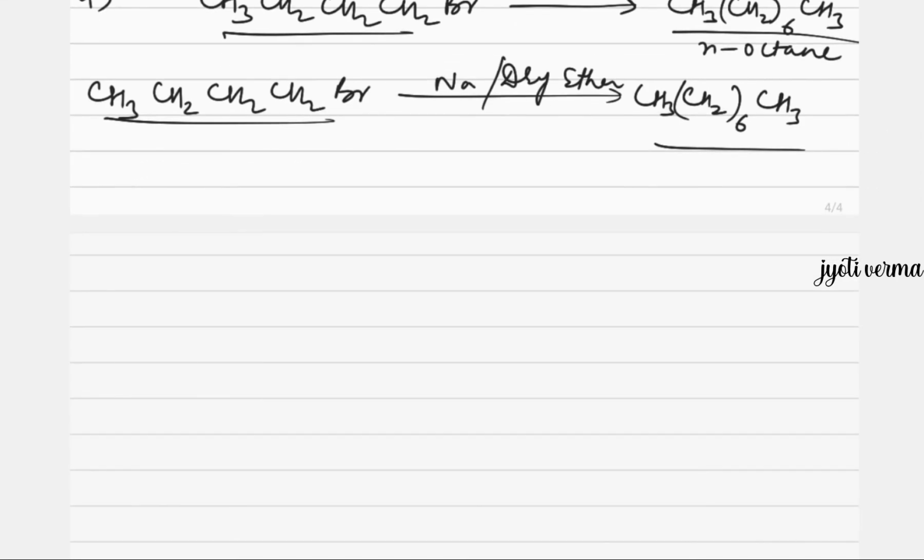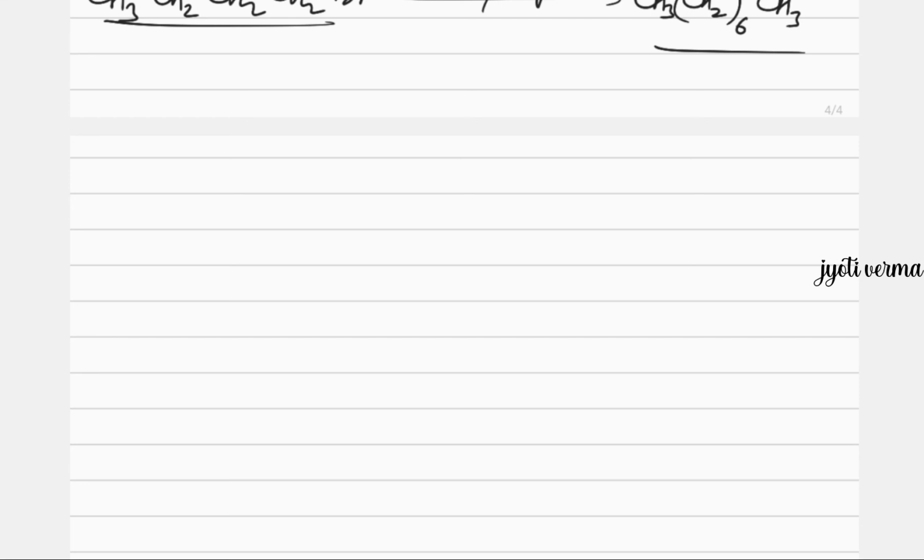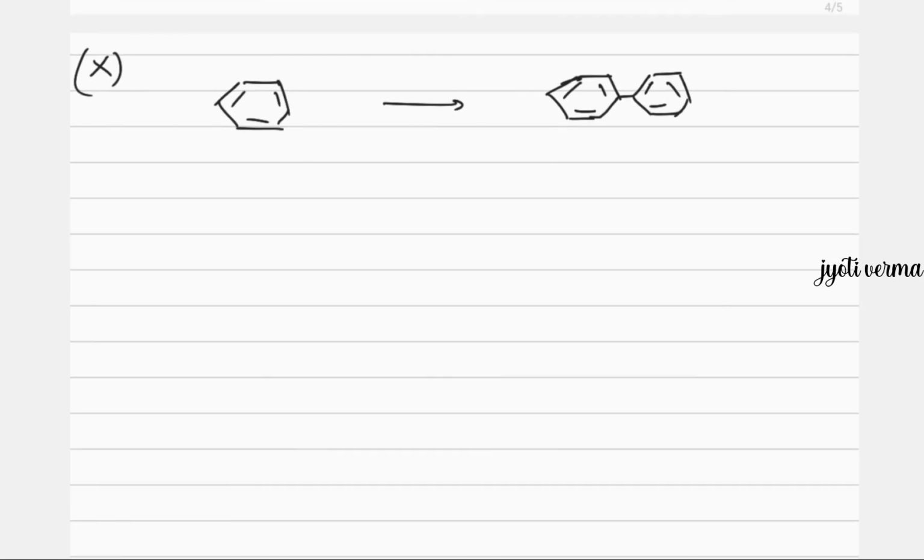Now the last part of this question: benzene to biphenyl. This is benzene and we are converting it to biphenyl. What is biphenyl? Biphenyl is this compound, this one, right? Now how can we do it? Because we are going to double the group, we can think of Wurtz-Fittig reaction. As in alkyl halides we have Wurtz reaction, similarly in aryl halides we can think of the Fittig reaction.